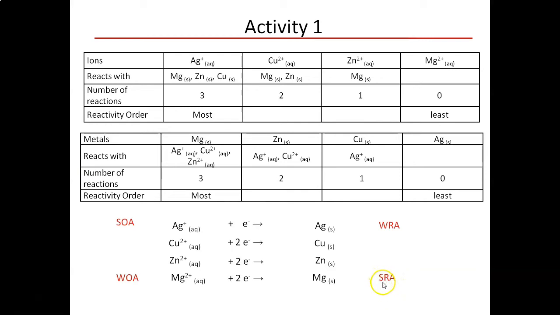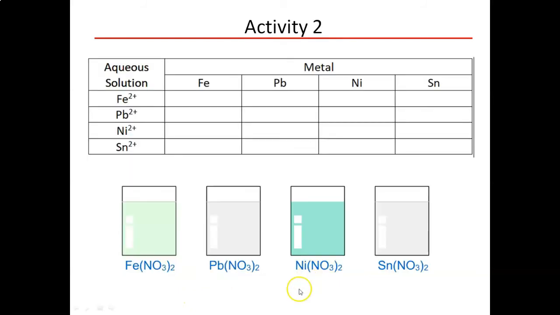I could take this and change it into half reactions. Now I have a series of half reactions. We saw that the half reaction of silver with copper occurred, and zinc and magnesium occurred, but magnesium ion with nothing did not occur. So let's take a look at our second activity.